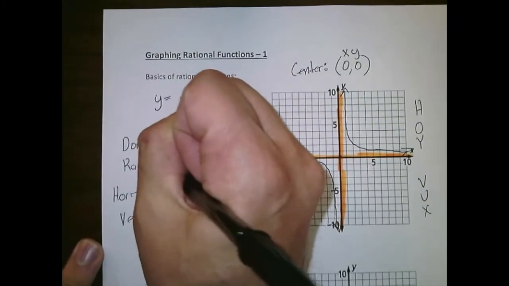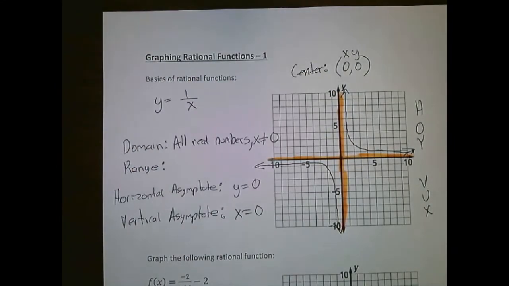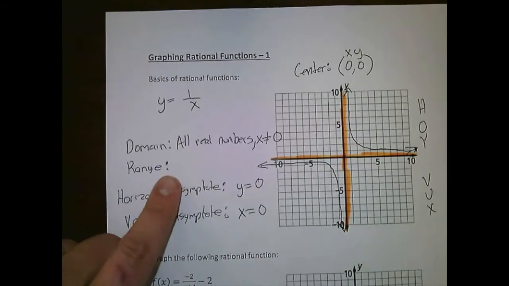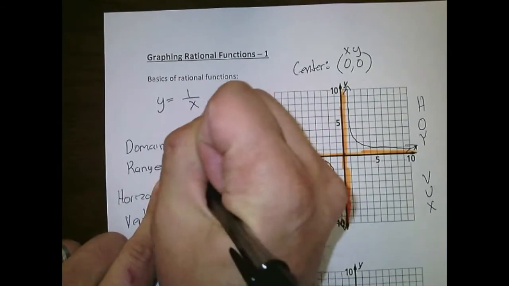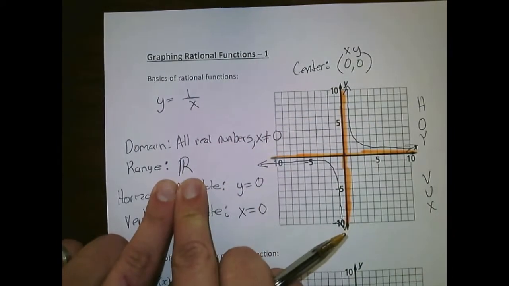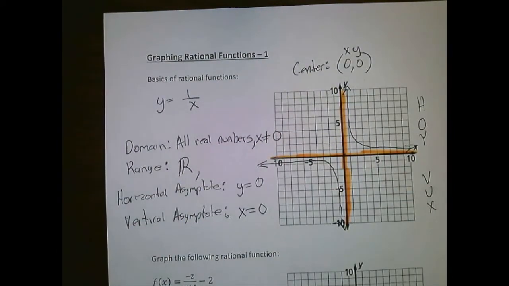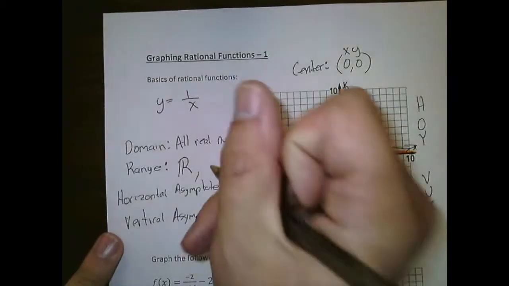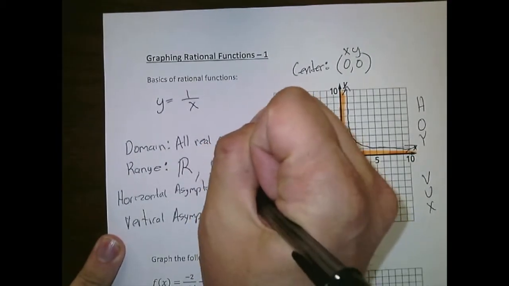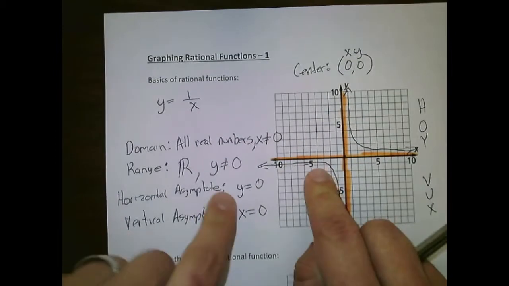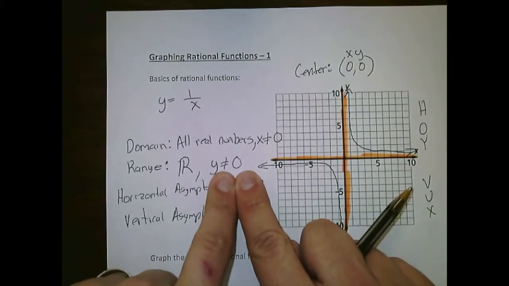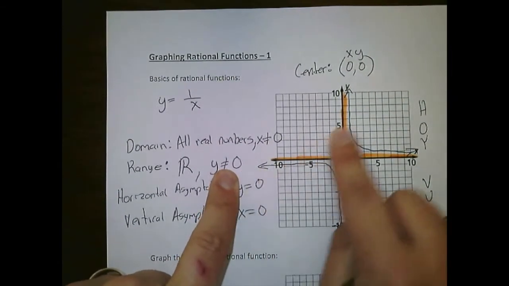For the range, it's asking, all right, you're plugging all of these x values in, what are the y values that you can get out of it? Well, I can get all real numbers, and another way to represent that is the symbol for all real numbers. I could get just about any y value that you can come up with, except there's one y value that no matter what we do, we're never going to get. We're never going to get 0. And guess where I got this value?